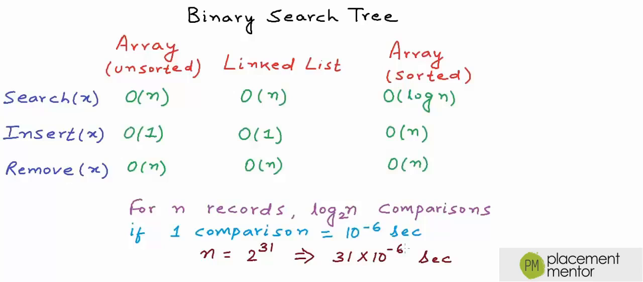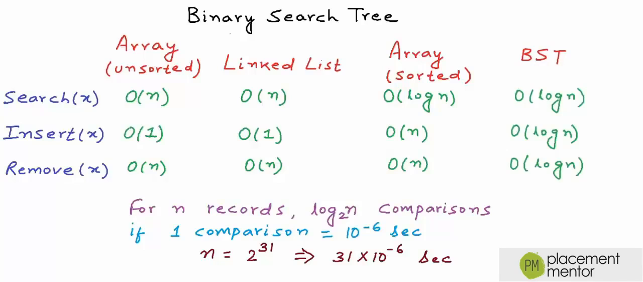But what about insertion and removal? They are still big O of n. Can we do something better here? Well, if we use this data structure called binary search tree, I'm writing it in short, BST for binary search tree, then the cost of all these three operations can be big O of log n. In the average case, the cost of all the operations will be big O of log n, but big O of n in the worst case, but we can avoid the worst case by making sure that the tree is always balanced.